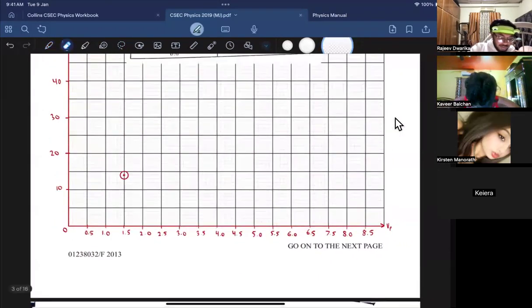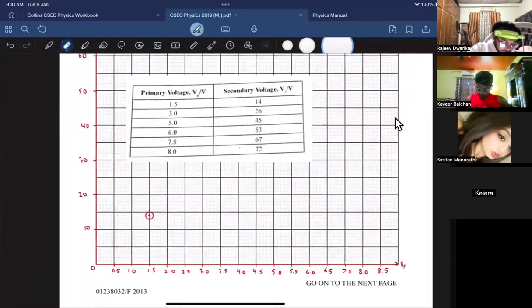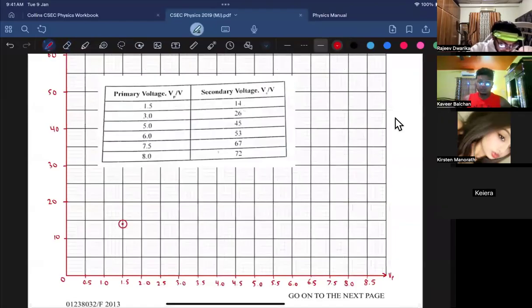Right, let's do the next point. We need to speed through this because we have plenty of work to do tonight. Next one is 3, 26.